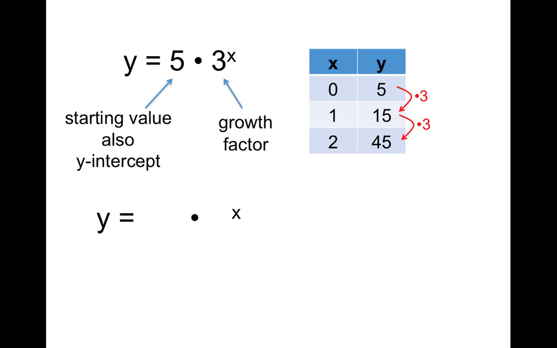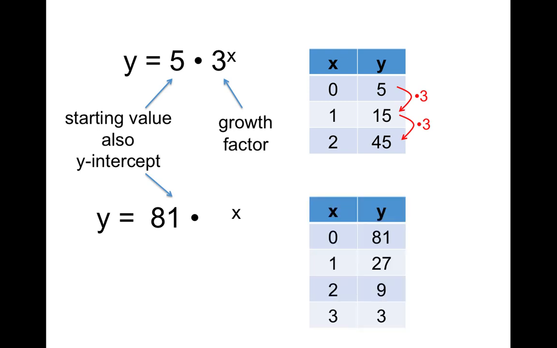A decay equation is similar to a growth equation, except the quantities will decrease by the same factor instead of increase. This first quantity still represents the starting value. Since we're going to start with something and get smaller and smaller, we'll start with a large number. I'm going to choose 81. In this table, the y values decrease by the same factor every time, and the base of this exponent will be called the decay factor.